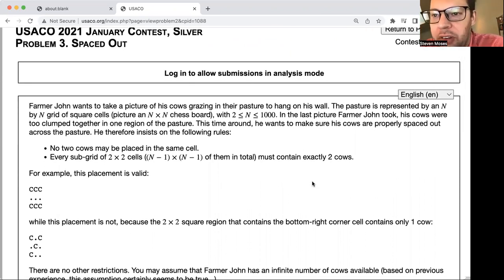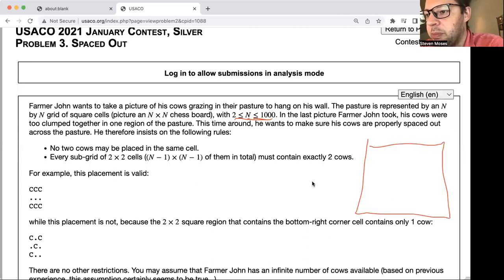Farmer John wants to take a picture of his cows grazing in their pasture to hang on his wall. The pasture is represented by an n by n grid of square cells. Picture an n by n chessboard with 2 ≤ n ≤ 1,000. So maximum size of 1,000 by 1,000, smallest size is 2 by 2. Generally speaking, it's going to look like a chessboard and it's going to be square. So if I've got 4 rows, I've got to have 4 columns.